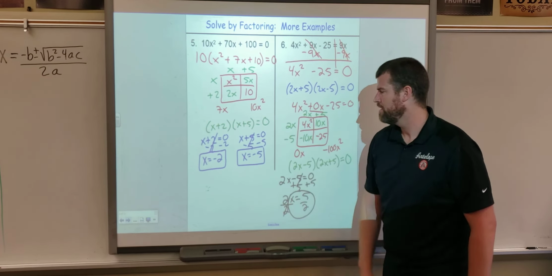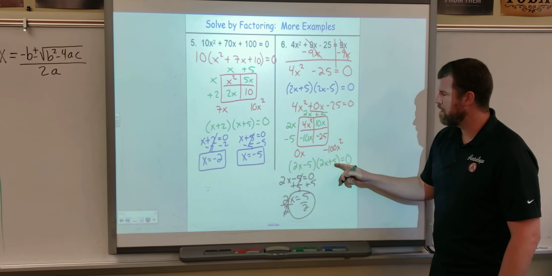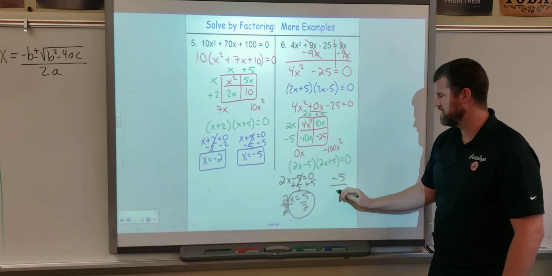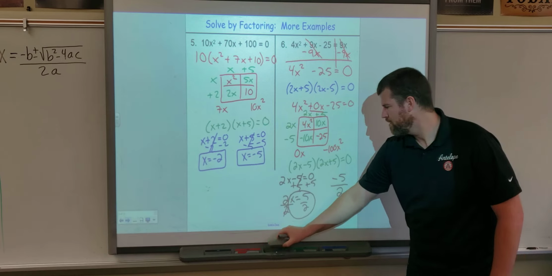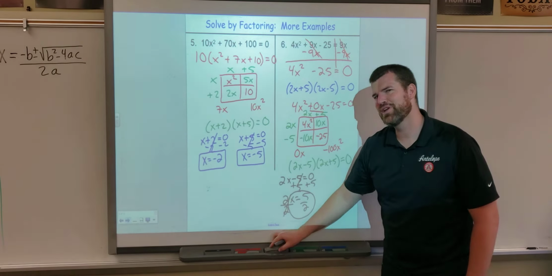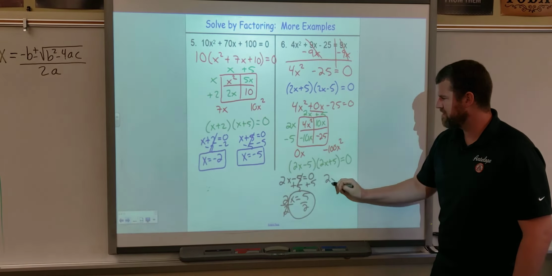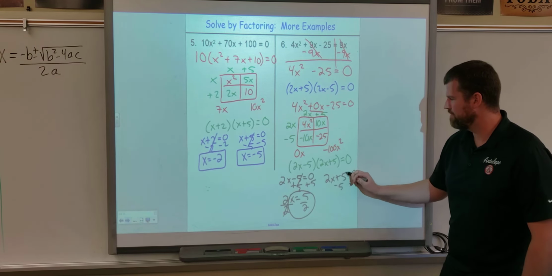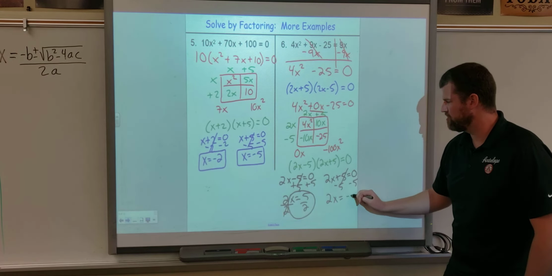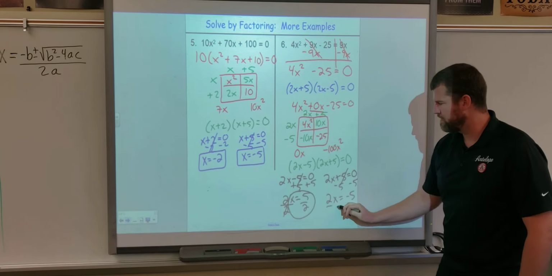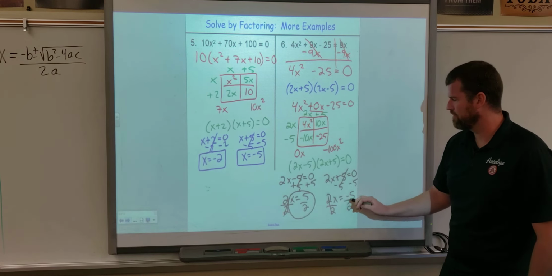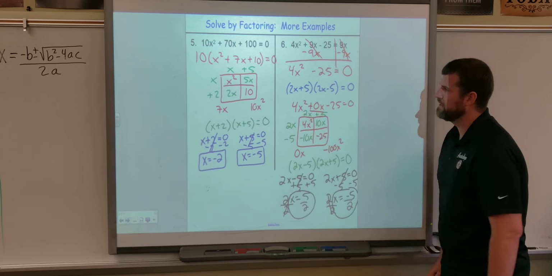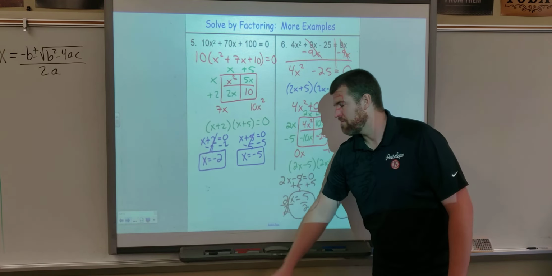All right, so if I use the shortcut on this, opposite of 5 would be negative 5 over the front term, which is 2. Or we can show the work. 2x plus 5 equals 0. Subtract 5. That's why it turns into a negative 5. And then divide by 2, which is why it's over the front term. And we end up with positive 5 halves, and negative 5 halves.